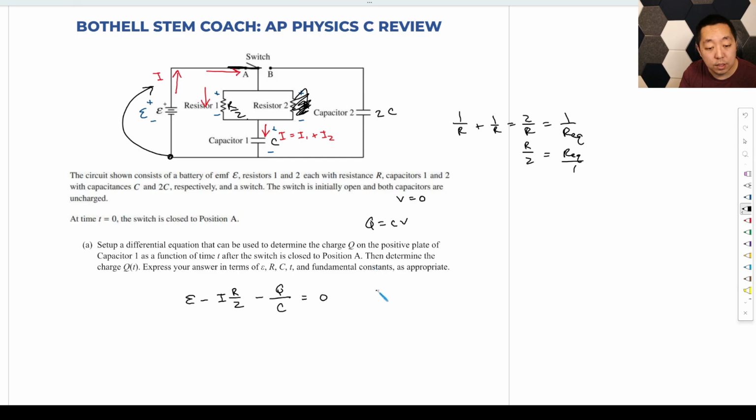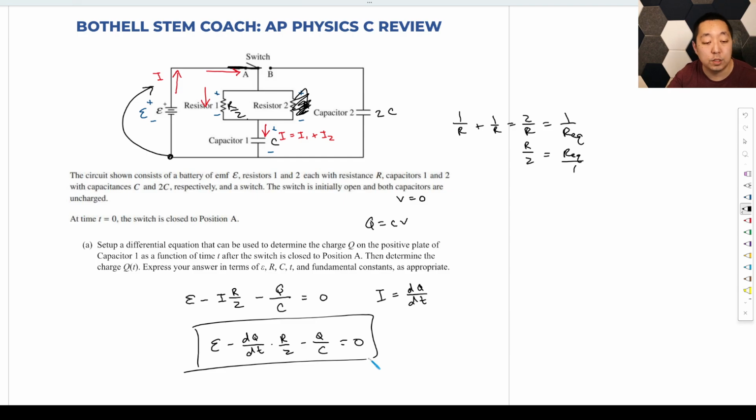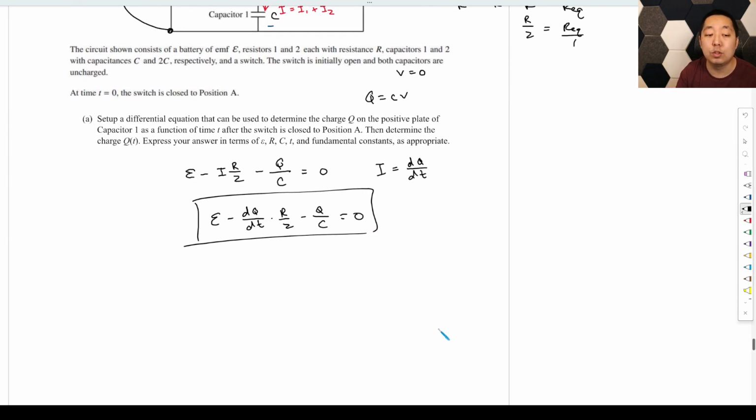Now the current is the rate of change of charge, how much charge is being deposited on the capacitor. So this is going to be epsilon minus dq/dt times R over 2, minus Q over C, equal to 0. Then this is our differential equation setup. Now we want to solve it. The way we do this is separation of variables. So we are going to isolate dq/dt on one side.